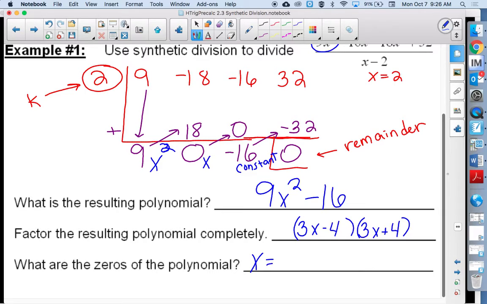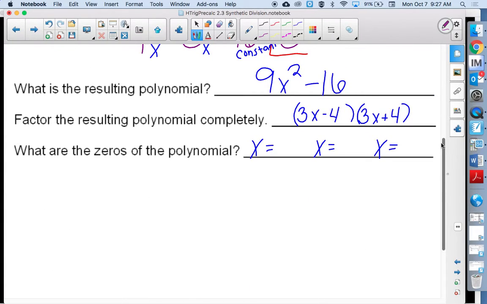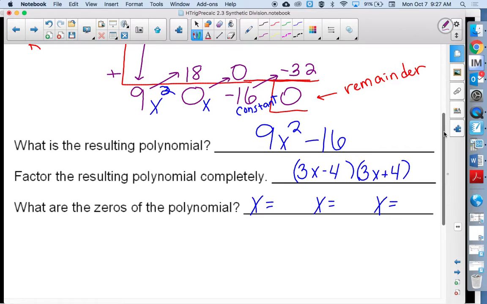Zeros are the same things as x-intercepts, are the same things as factors. I use a factor to find a 0. So what would my zeros be? I have 3 of them. Hannah, what would 2 of the zeros be? So solve these 2, because that gives us zeros. Oh, 4 over 3, negative 4 over 3. What's the other 0?